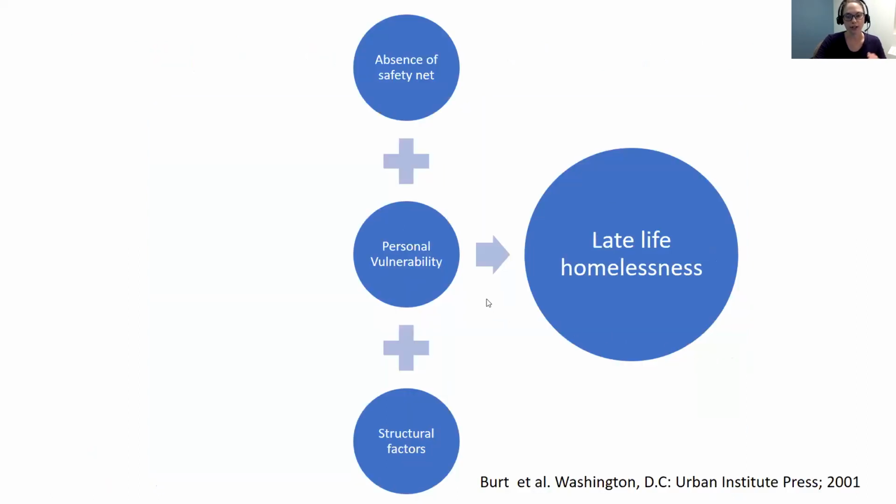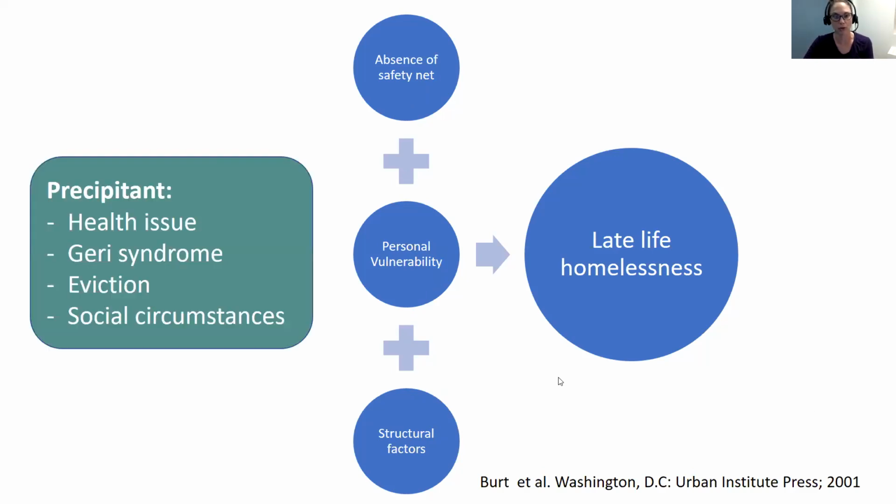And just another schema that I saw described when describing those pathways of late life homelessness, in the group who becomes homeless in late life, this person described absence of safety net. They were talking about lack of social insurance or lack of medical insurance. This is from the States, so medical insurance is less of an issue here in Canada. Then personal vulnerability, so this may be new healthcare needs, social isolation, limited income, and then our structural factors: lack of affordable housing, difficult to navigate systems, limited supports available.